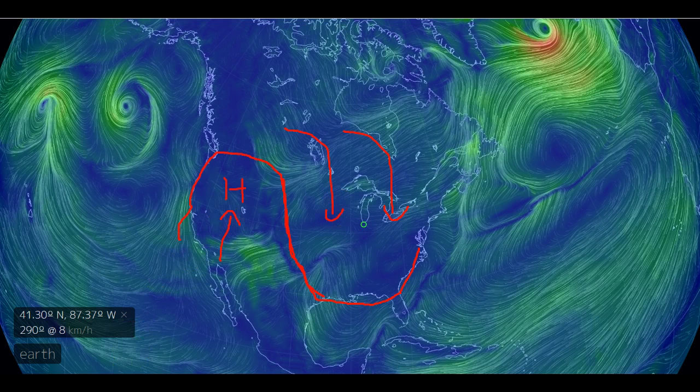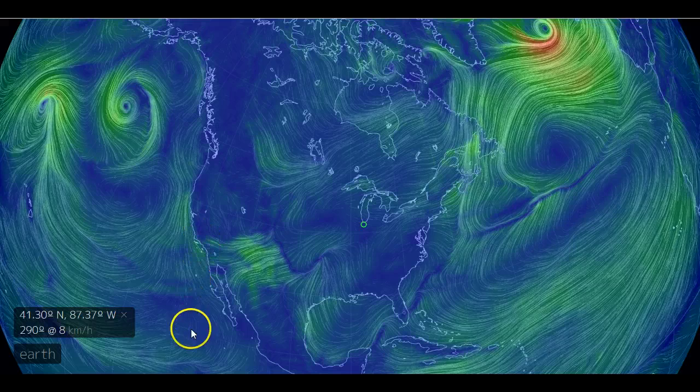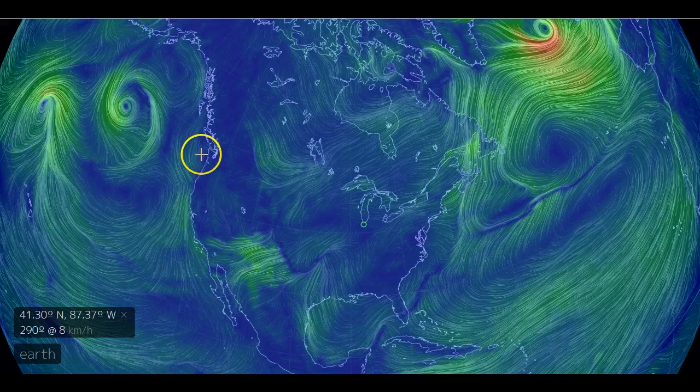Now, when you get a negative PNA, you guessed it, it switches. It gets cold here, and then we warm up here, because the southeast ridge starts pumping moisture and warm air back that way, and Canada's actually allowed to go into the west. That's a negative PNA.